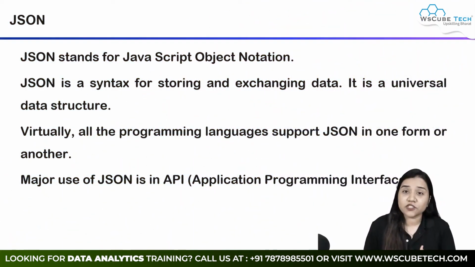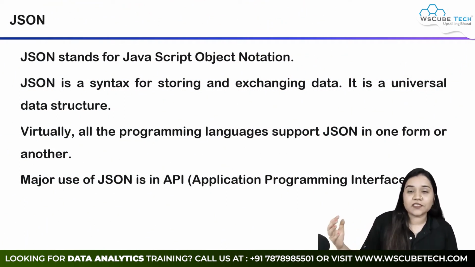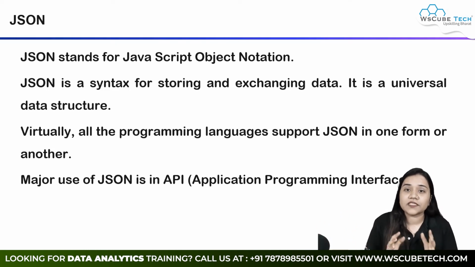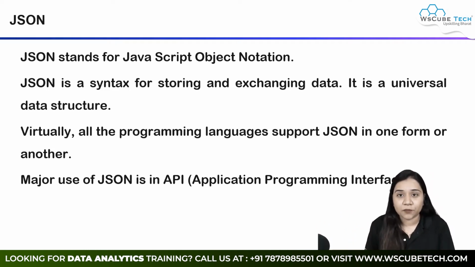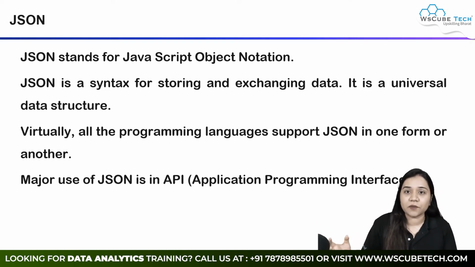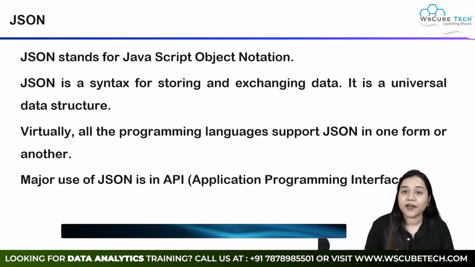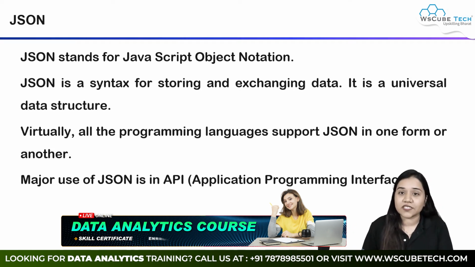Now guys, JSON stands for JavaScript Object Notation. Don't confuse that it is something related to JavaScript. Why is its name JavaScript Object Notation? Because it is similar to JavaScript objects. That's why it has been named JavaScript Object Notation. JSON is a syntax for storing and interchanging data. It is a universal data structure. Now what does universal data structure mean? That all the modern day languages are compatible with using JSON inside them.